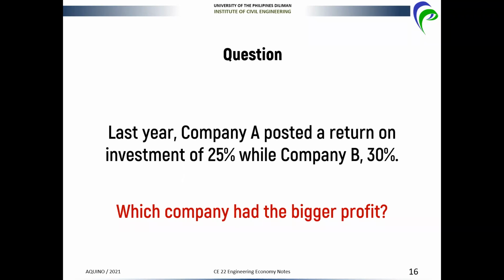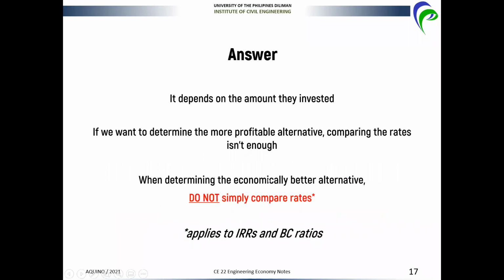Okay. So, depends, di ba? Just basing on the percentage, does it tell us anything? For all we know, si Company A invested 100 million, tapos kumita siya ng 25%, and therefore that's 25 million. And si Company B invested 50 million and earned 30% of it, so that's 15 million. So even if the percentages are higher, mas malaki in general yung kinita. In absolute terms, mas malaking kinita ni Company A. So the answer, correct naman yung mga pinigyan sa atin, it depends on the amount they initially invested.